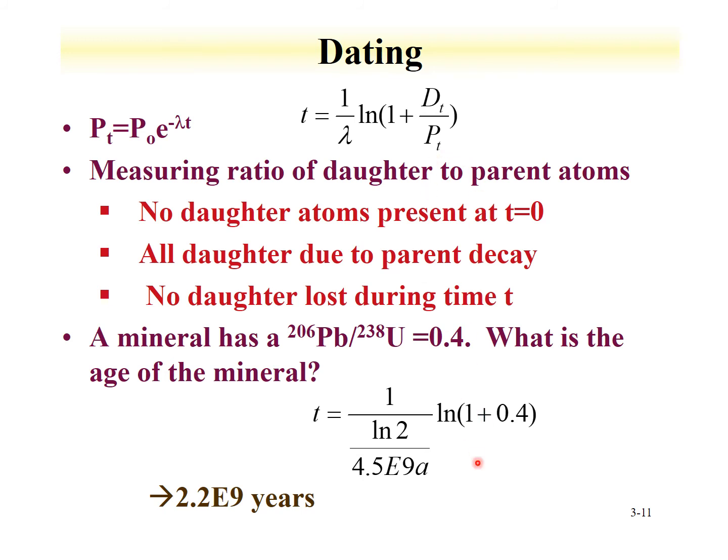So we can just take those values at time 0. The daughter is not present. At time t, that was providing this ratio, the daughter to the parent, it's 0.4. So this becomes the inverse of the decay constant times log of 1.4, and you get 2.2 billion years. And that's a relatively consistent time frame for some zircons, and this technique is actually used for dating older zircons.